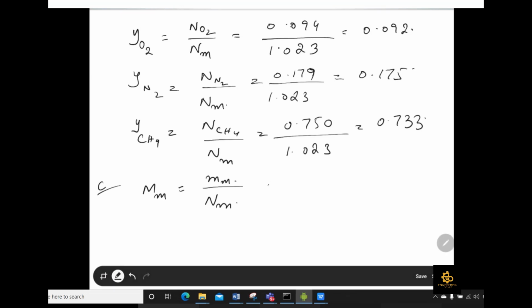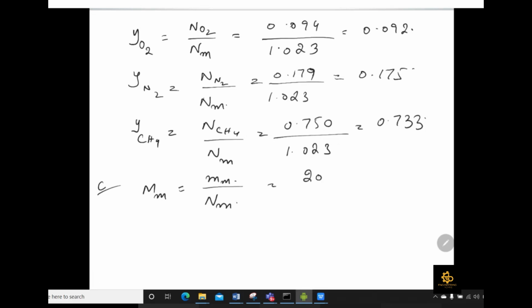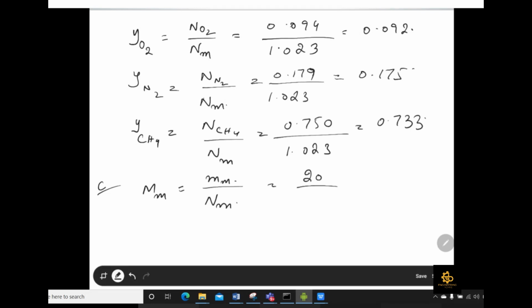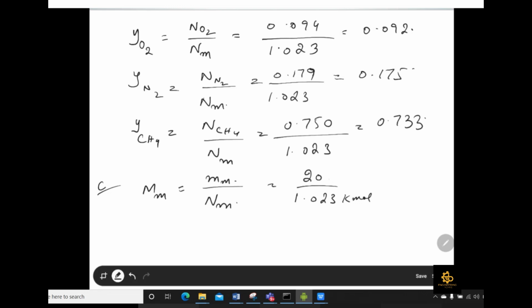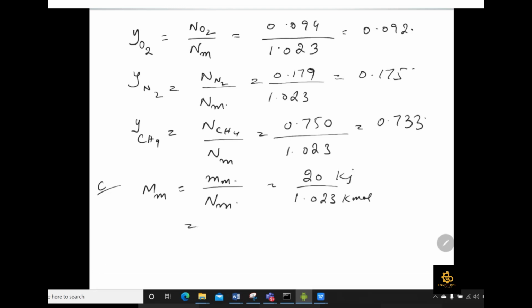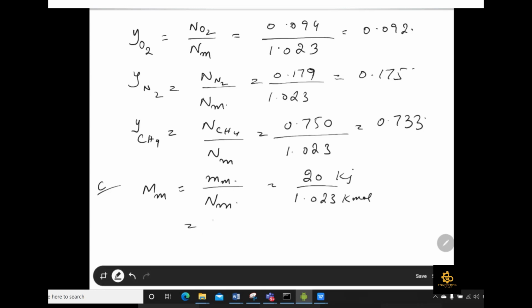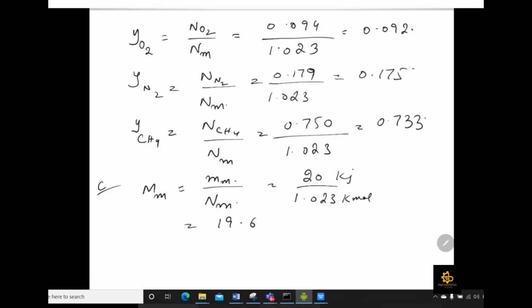From here we already know the mass of the mixture, which we found in part A, which is equal to 20 kg. We just have to add all the values to get the mass of the mixture. Similarly, we also know the number of moles of the mixture from part B, which is equal to 1.023 kilomole, and this is in kg. If we take the ratio of these two things, we will get 19.6 kg per kilomole for the molar mass of the mixture.